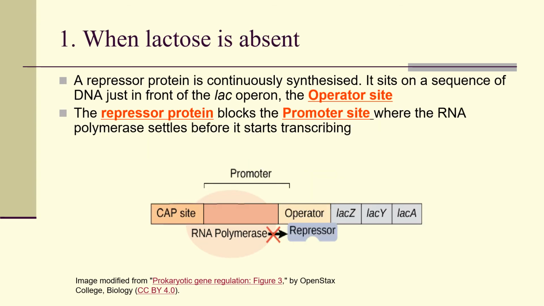The repressor protein is continuously synthesized. In the absence of lactose, it sits on the sequence of DNA just in front of the lac operon, which is called the operator region. The operator region, as I mentioned before, overlaps with the promoter region. When the repressor is bound to the operator, RNA polymerase cannot bind to the promoter, so there is no gene expression.